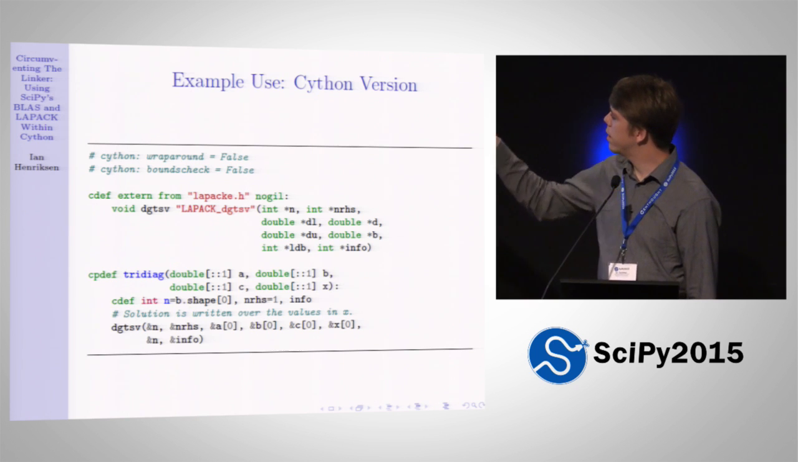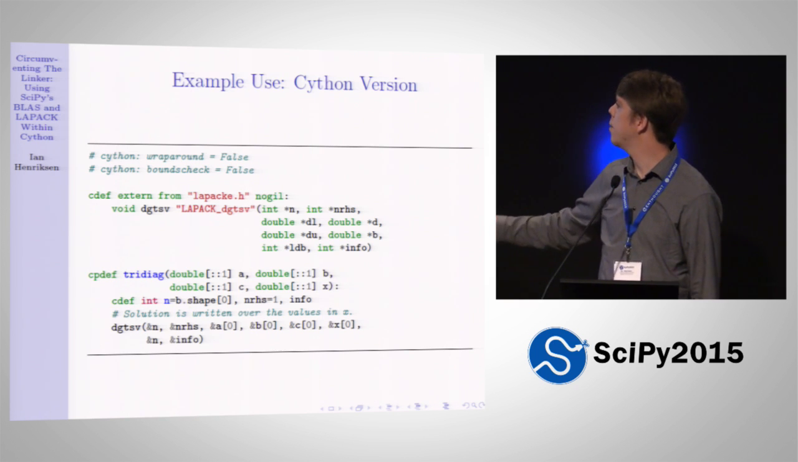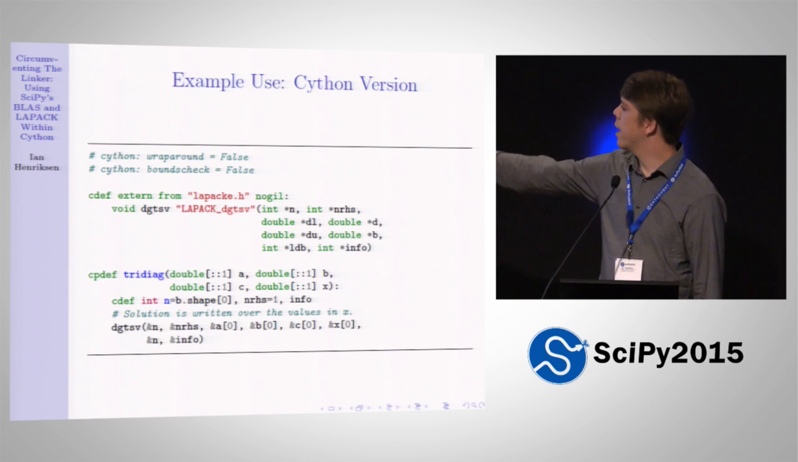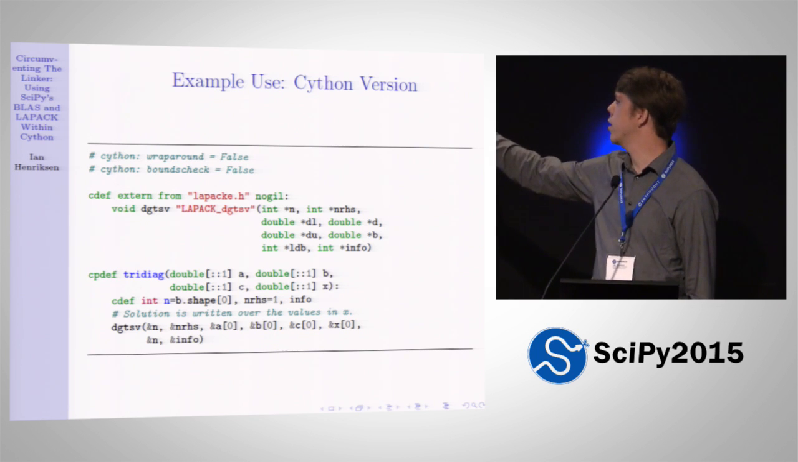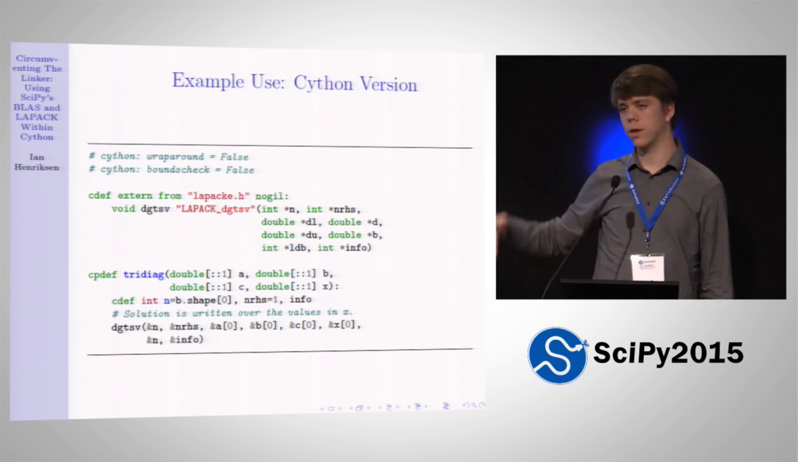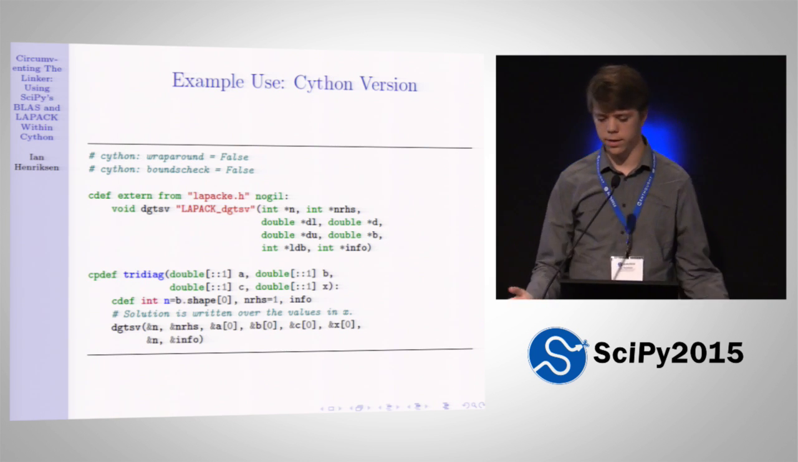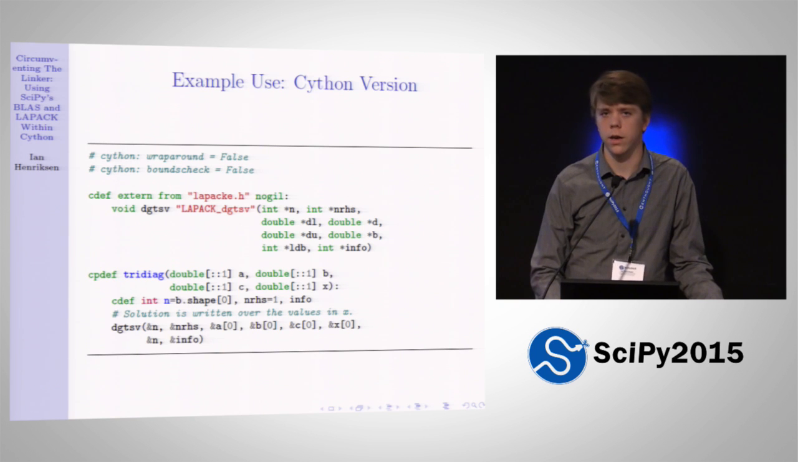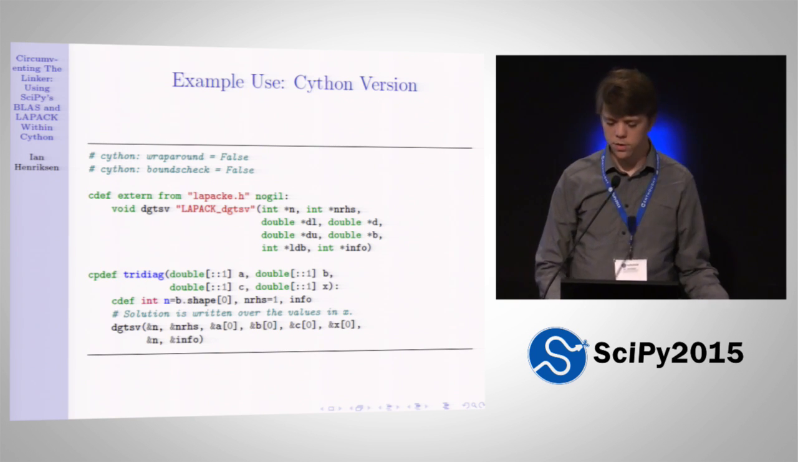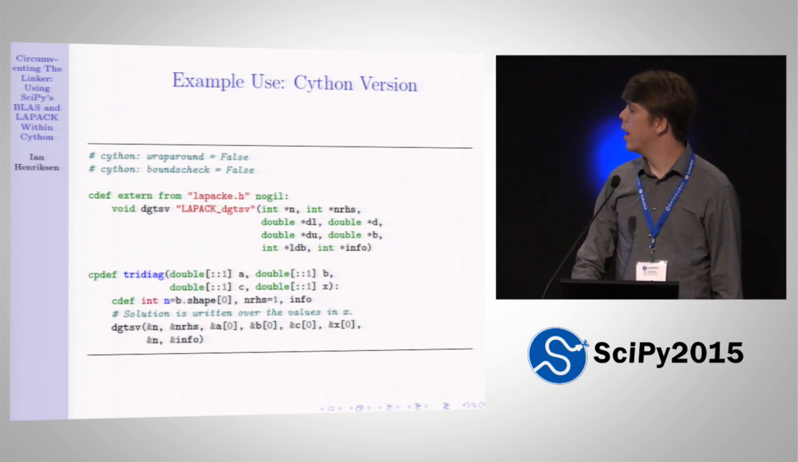So this is a little bit of Cython code, and here all I do is tell Cython, here is what this function that I'm going to be calling externally looks like. And here's how I'm going to call it on an array that I've passed in. So it's pretty straightforward up till this point.